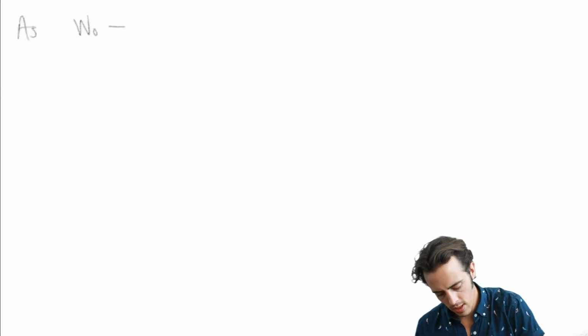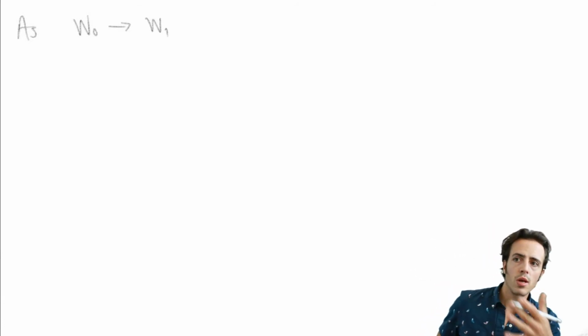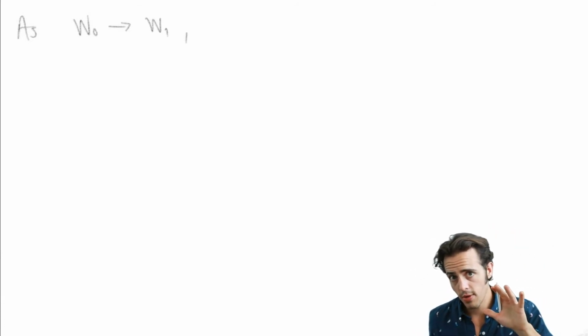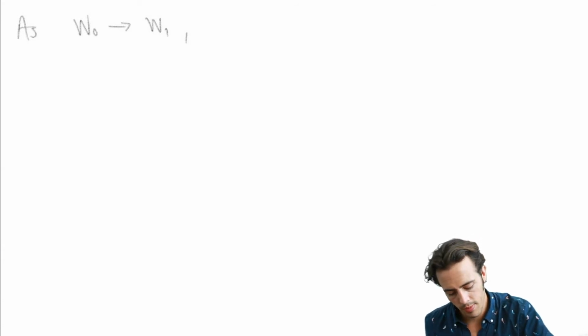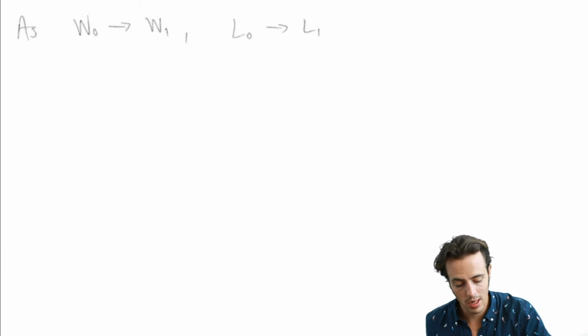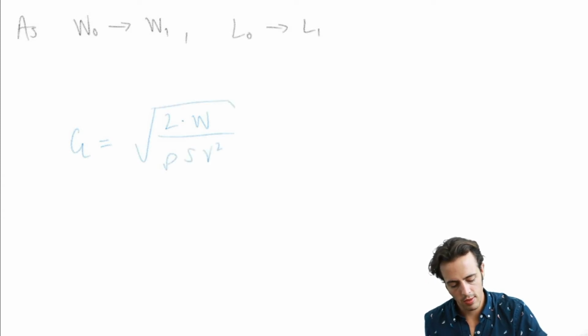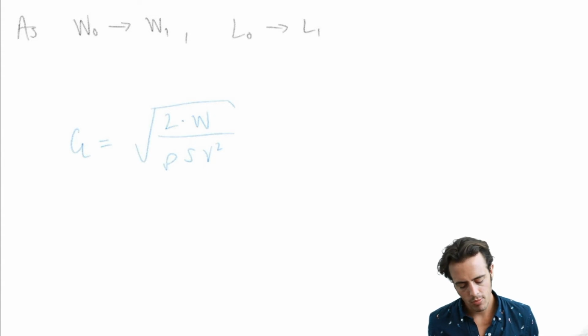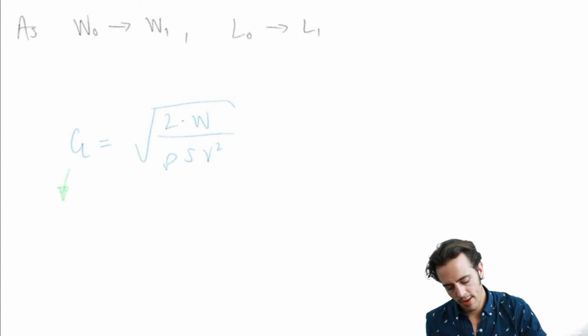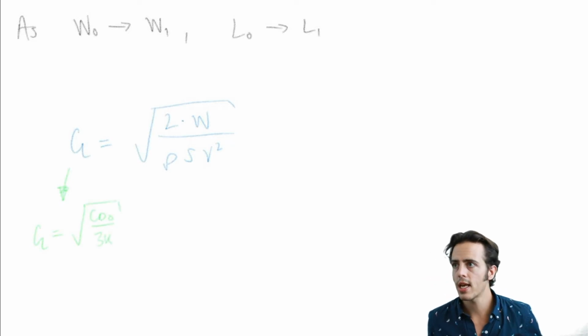As W goes from W0 to W1, our actual dimensional value of lift is going to be getting smaller. So we'll say lift 0 goes towards lift 1, where those two are just the same quantities because we're in a steady cruise. So CL is equal to the square root of 2 multiplied by W divided by rho S V squared. That's just the definition of the lift coefficient. Now we've already said CL for our best cruise has got to be constant. So CL has got to be equal to the square root of CD0 divided by 3K.